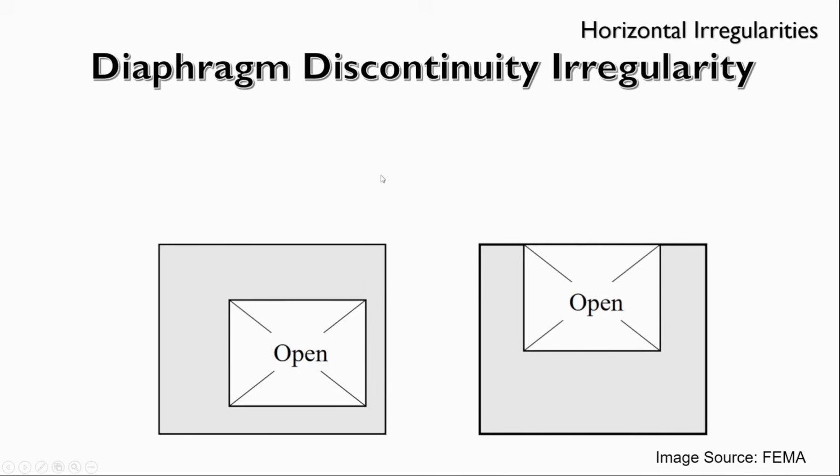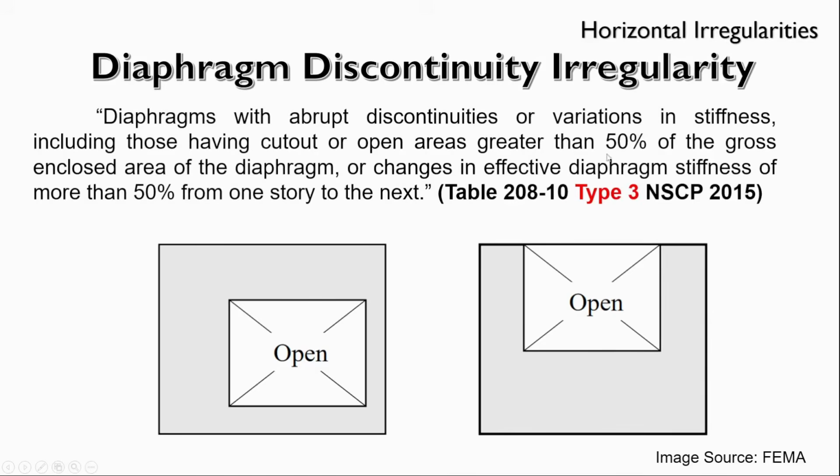Next, we go to what we call diaphragm discontinuity irregularity. From the word diaphragm, in the context of horizontal plans, diaphragms can mean slabs. Yes, we can consider the slab as the diaphragm of the structure. Let's see the definition. It is a discontinuity, including those having cutout or open areas greater than 50% of the gross enclosed area, or changes in effective diaphragm stiffness of more than 50% from one story to the next.